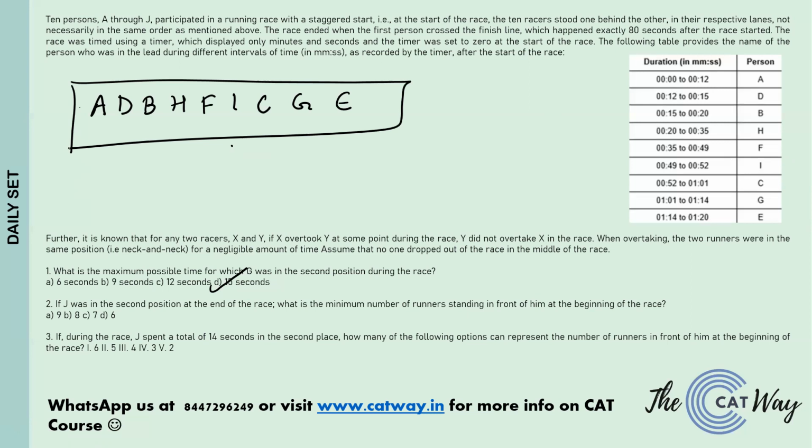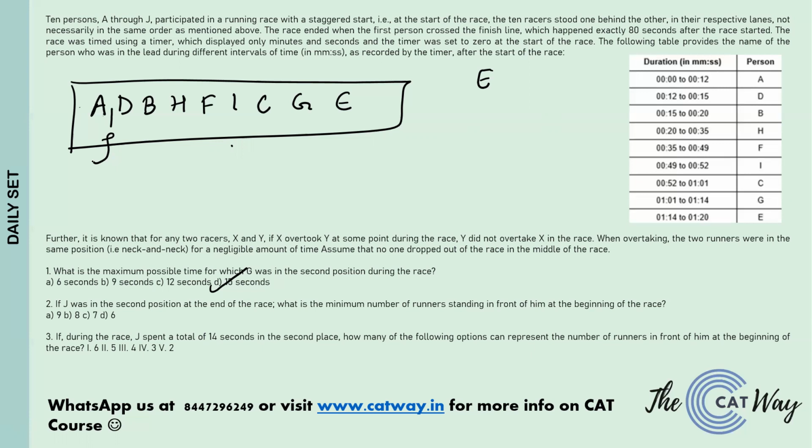We also know that E was the first person to finish the race. Now you see that J must have overtaken all the 8 runners to be in the second position at the end of the race. Why is it happening? See, if J would have been over here, then D would have overtaken J and A both to get the first position. Now, let's say J overtook A as well.